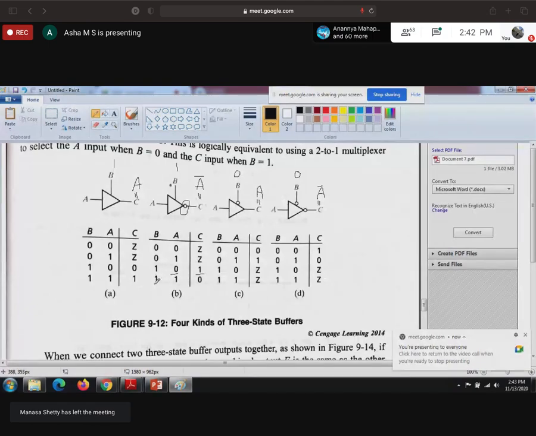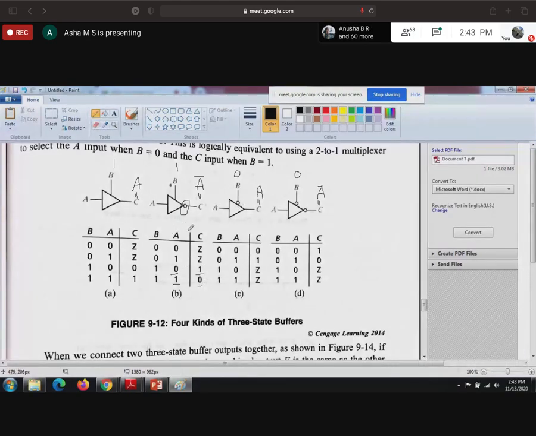Next, when B equal to 1, the buffer is enabled. What is the value of C? The value of C is the reverse of A. What is the value of A? A is 1, so the value of C is 0. So the second diagram and table is done. Look at the third one. So what's happening in the third one? The buffer is enabled, and B is inverted.